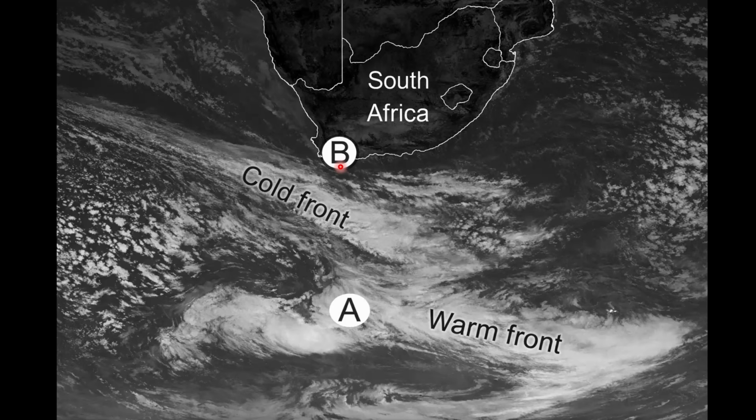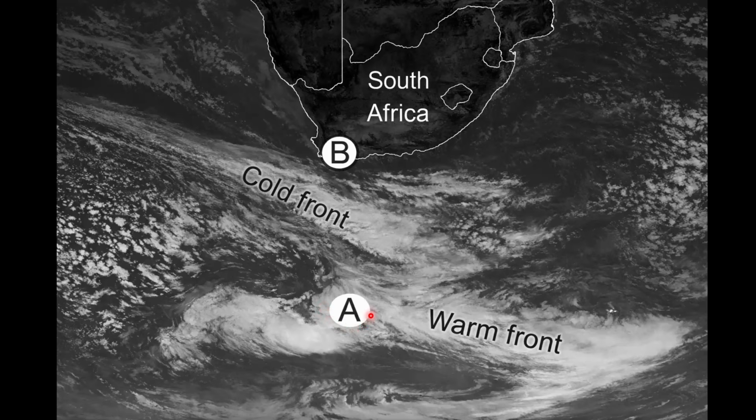Mid-latitude cyclones move from west to east due to the westerly wind belt. On this image, the system is clearly moving towards South Africa from the Atlantic Ocean. So always mention the westerlies when you are asked about the movement.